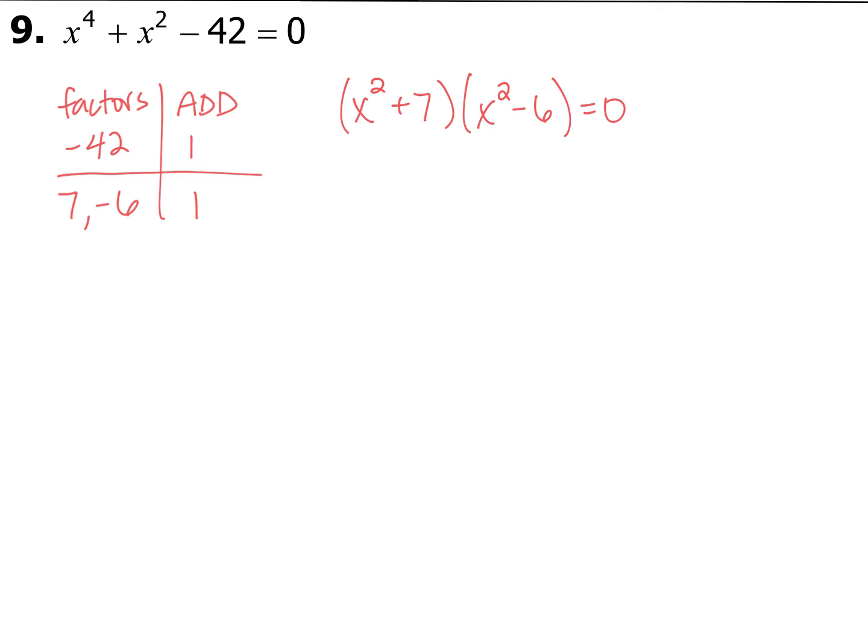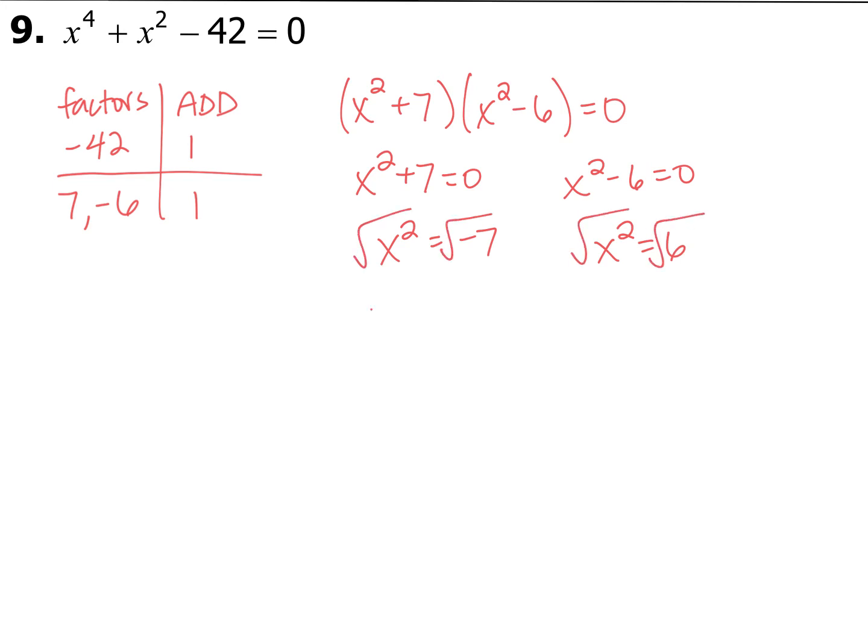Remember that I can only do this because x to the 4th is my first term, and my second term is x squared, where 4 divided by 2 gives me 2. Therefore, I can break it down this way. Setting both of my factors equal to 0, I get x squared equals negative 7, and x squared is equal to 6. Taking the square root of both sides for both factors, I get x is equal to plus or minus i times the square root of 7, and x is equal to plus or minus the square root of 6.